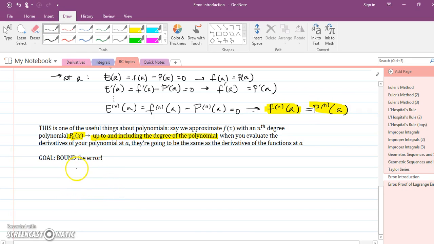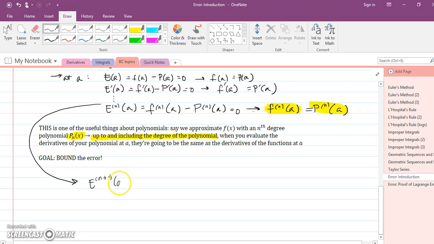Our main goal here is going to be to bound the error. You want less error rather than more, so you're going to try and bound it on a certain interval. Let's continue right here. So jot that down, pause the video if you need to. And then let's go ahead and see what happens if we go beyond n.